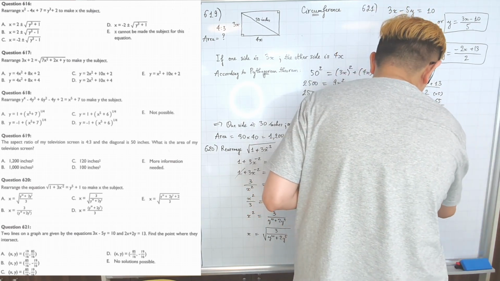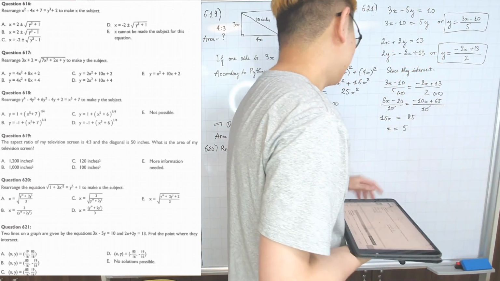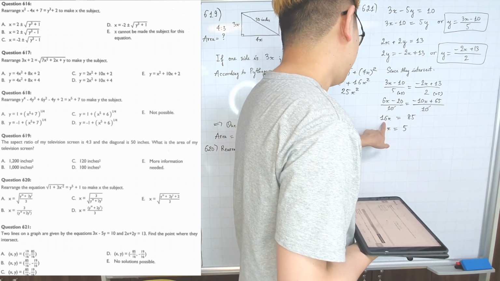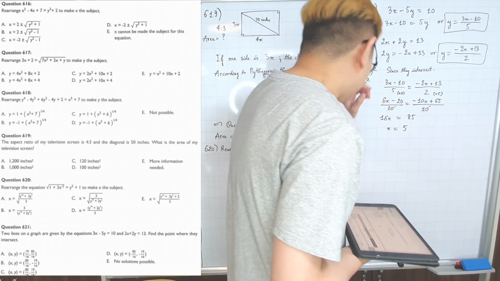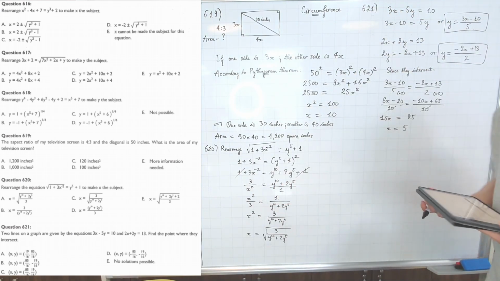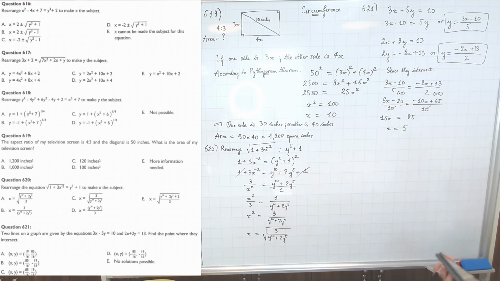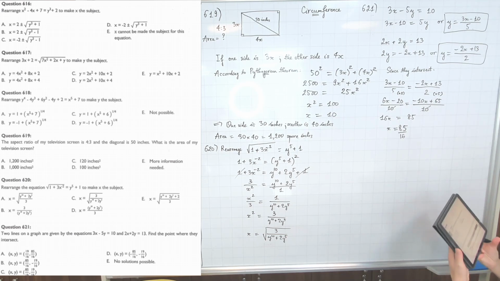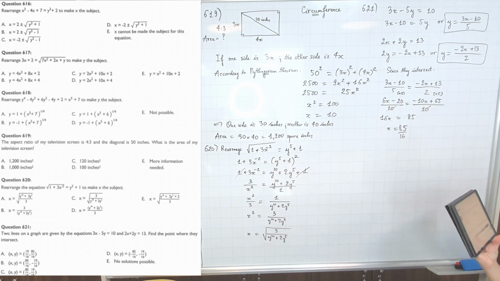Oh wait, sorry. It's 5 point something. Or you can just take 85 divided by 16, because all the answers have that. Right? So you can leave it as a fraction because all the answers have something over 16.